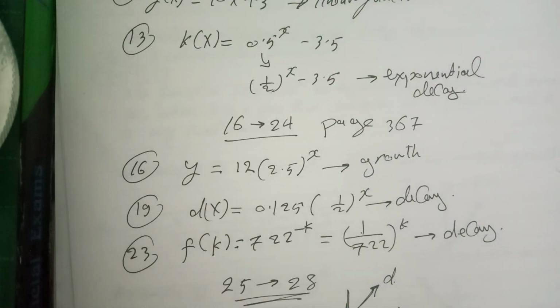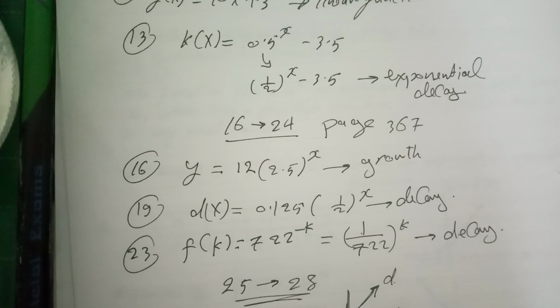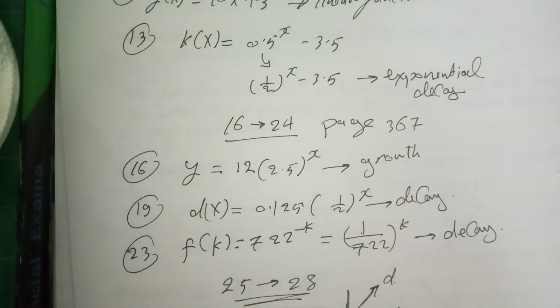But 28, y equals one half to the power x. So it's a decay. It can be matched with number A, because it also cuts the y-axis at 1 and it goes down like this from both sides.